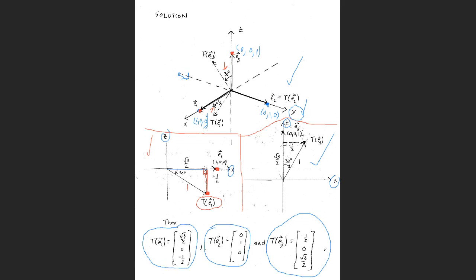All right, well, now that we've identified our transformed vectors, T of E1, T of E2, and T of E3, we're ready to construct our 4x4 matrix. So may I go to the next page? Let me know when you're ready, and I'll move forward. Okay, Abby's ready.